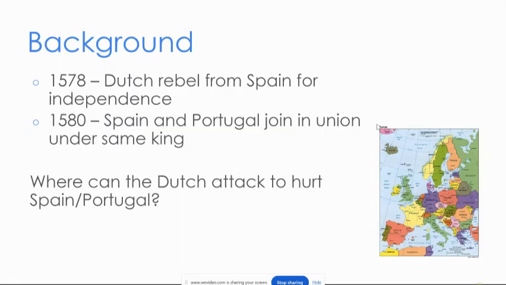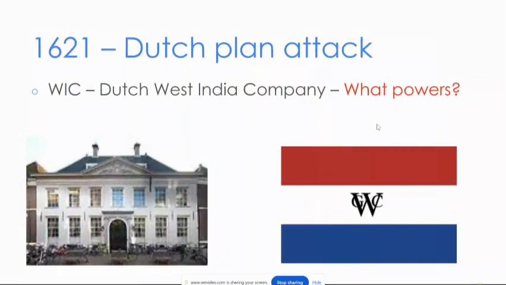And so the Dutch figure out, in order to hurt Spain and Portugal, one of the best ways to do that would be to attack their colonies. Okay. And in 1621, the Dutch form a company, the Dutch West India Company, that is literally a company like Amazon, but that also has an army. Okay. And they're chartered by the government to colonize, to fight against Spain, and to conquer lands.